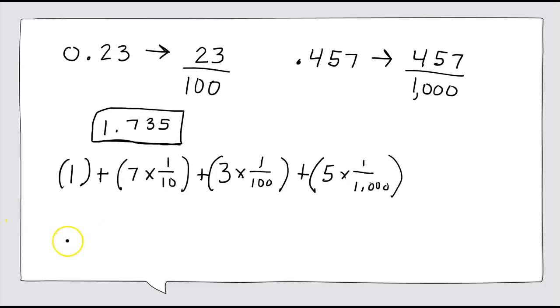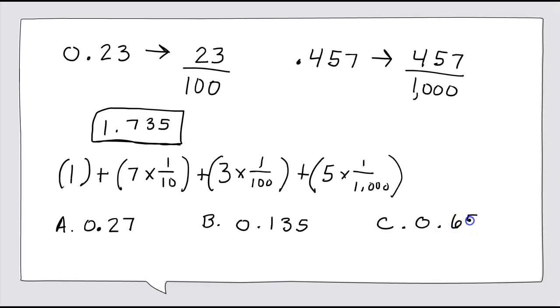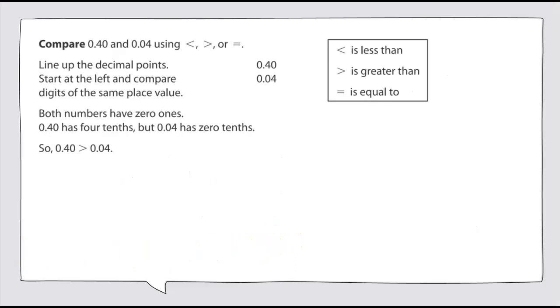So that's a quick little overview of representing decimals as fractions. If you want to try some, you can try to make an equivalent fraction to this decimal. Say A is 0 and 27 hundredths, B is 0 and 135 thousandths, and C is 0 and 65 hundredths. So write those as a fraction. You can pause the video to do so. Okay, let's look at the next slide.